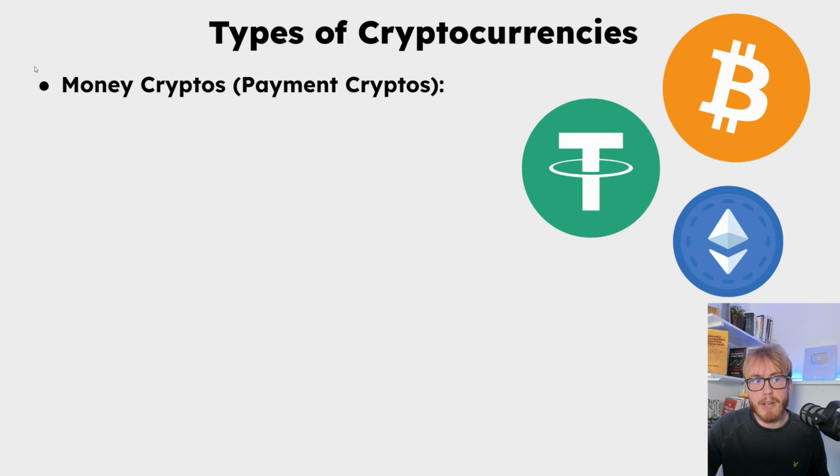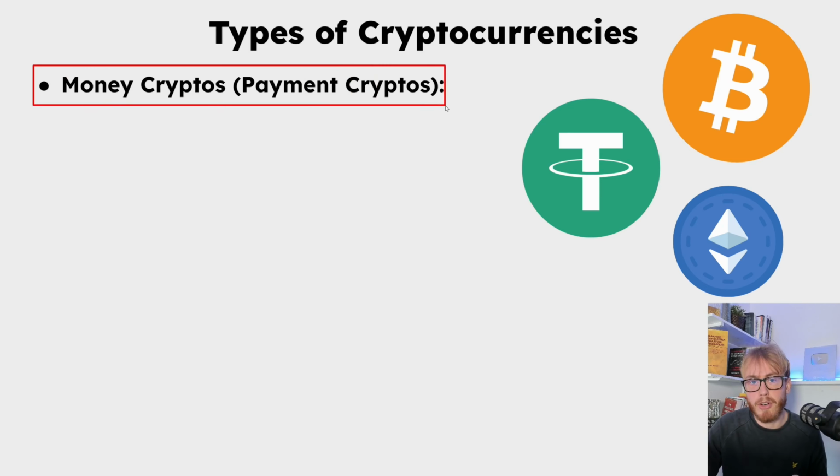The first type here is money cryptocurrencies, or in other words, payment cryptocurrencies. These are basically cryptocurrencies where the purpose of the crypto is to be money. So these cryptocurrencies need to be able to store value. You need to be able to divide the cryptocurrencies into small amounts, and they should also be easy to move. It should be easy to trade the cryptocurrencies and buy stuff, no matter where in the world you are.